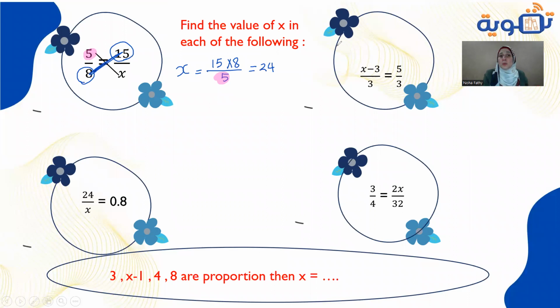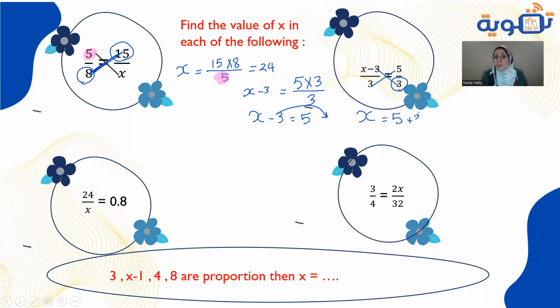24. Here is the same concept. I will make cross multiplication. So I will write 5 times 3 divided by the number opposite to x. But this is not x, this is x minus 3. So x minus 3 equals 5. Kick out 3 to the other side, like we learned in the equation. So 5 plus 3 equals 8. So x equals 8.